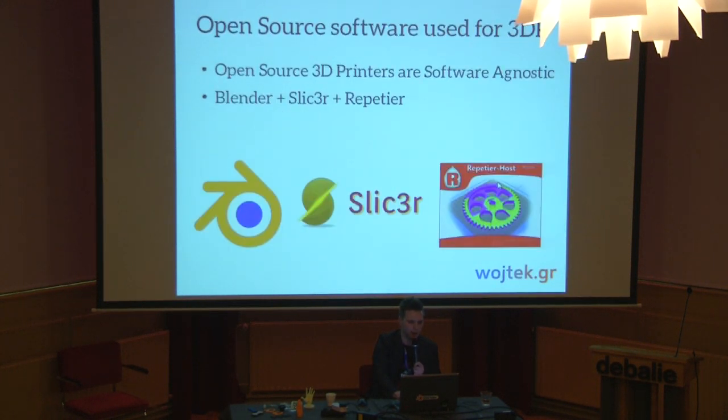Okay, so open source software used for 3D printing. So this is the most popular trio. So obviously Blender, everyone knows Blender. Then you use Slicer, and then Repetier Host. These ones work very, very well all together. It gives you a lot of control over the process, this trio.